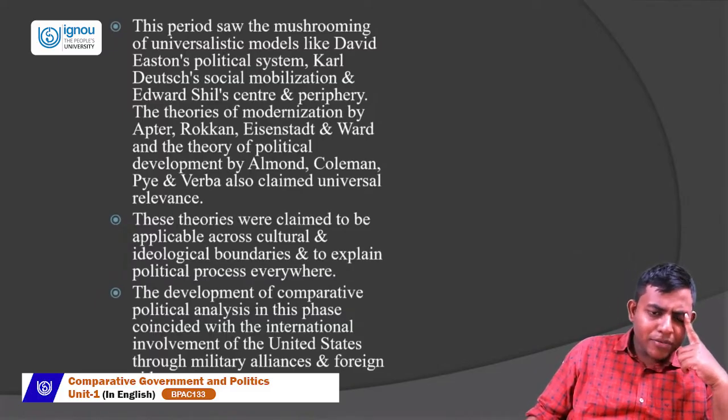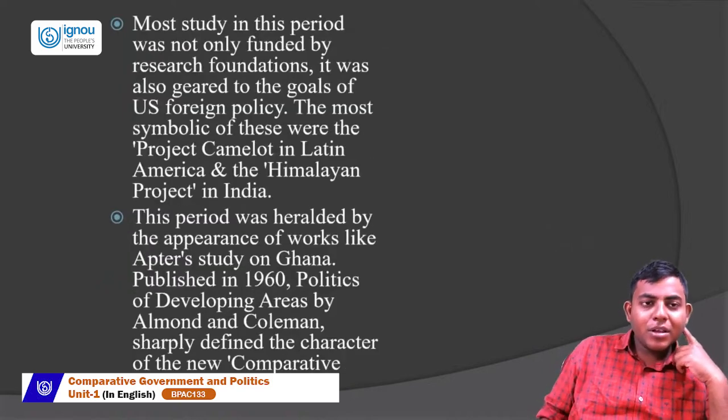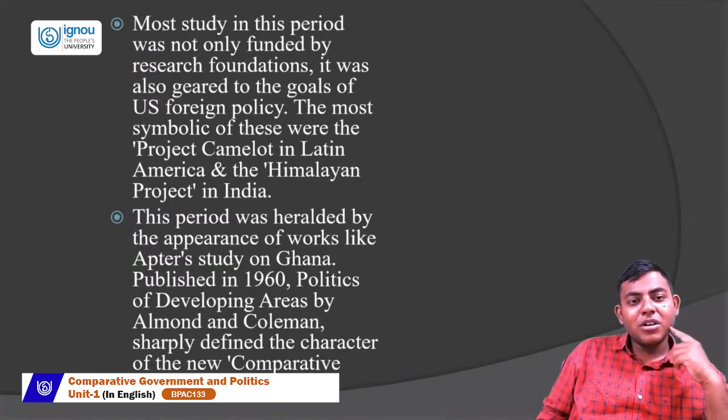The development of comparative political analysis in this phase coincided with the international involvement of the United States of America through military alliances and foreign aid. Most study in this period was not only funded by research foundations, it was also geared to the goals of US foreign policy. The most symbolic of these were the Project Camelot in Latin America and the Himalayan Project in India.